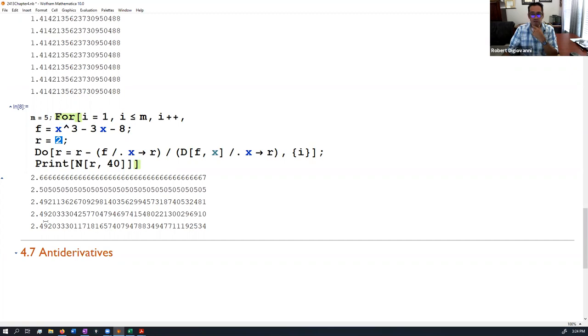And if your guess is, let's say our guess was something else. Let's say our guess was 10. That's really far away from 2.49. With 10, I need a couple more iterations. See that? But it's not going to take much more. Eight iterations and I've got it.